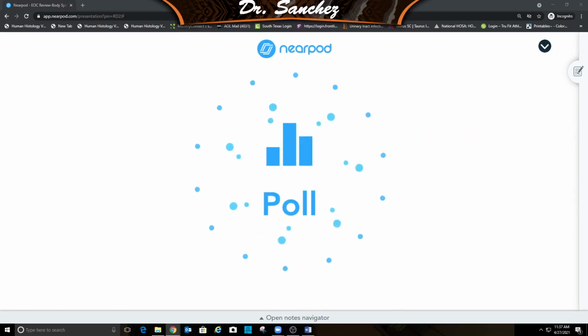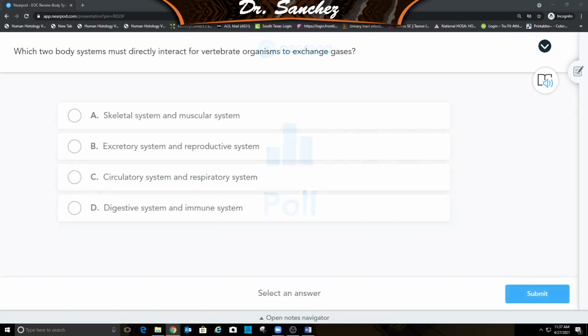And this is the last one. Which two body systems must directly interact for vertebrate organisms to exchange gases? And we're not talking about farts, so it's not the digestive system, muscular system. So it's talking about gases. What type of gases are we exchanging? The most basic fundamental gases that we need to live. Oxygen and carbon dioxide. So your CO2 and O2, right? So those are actively interchanging. Where does that happen?